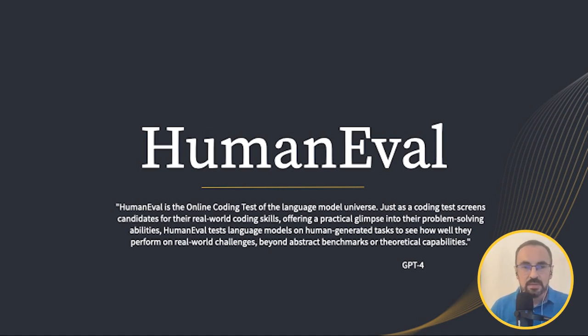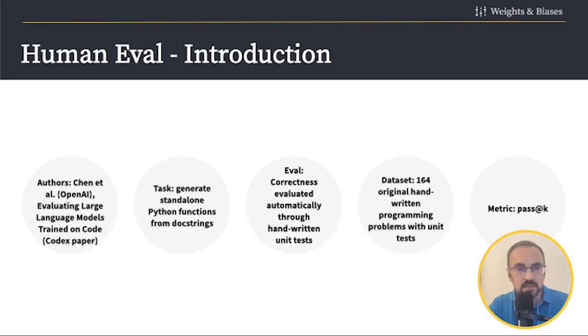This benchmark was developed by a team at OpenAI. It was first published in the Codex paper, which had the title Evaluating Large Language Models Trained on Code. The task that is supported by this benchmark is generating standalone Python functions from docstrings.